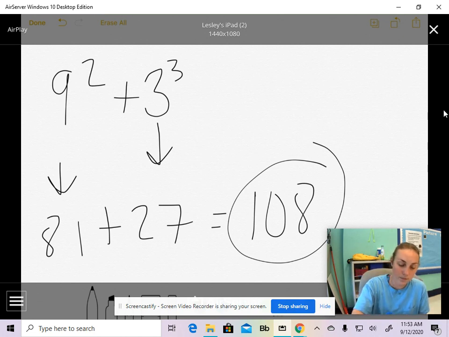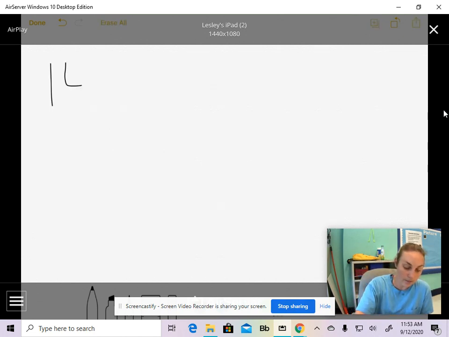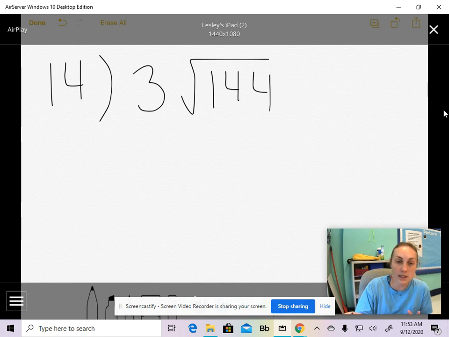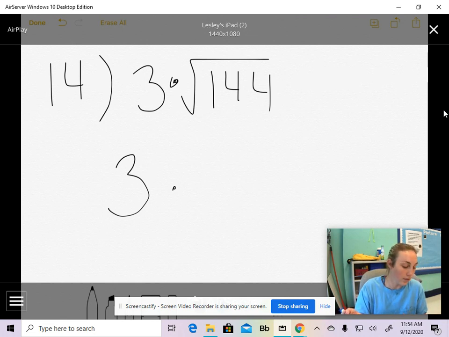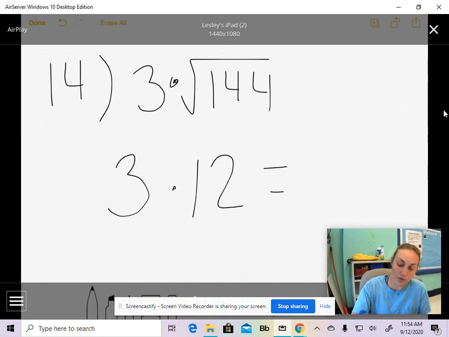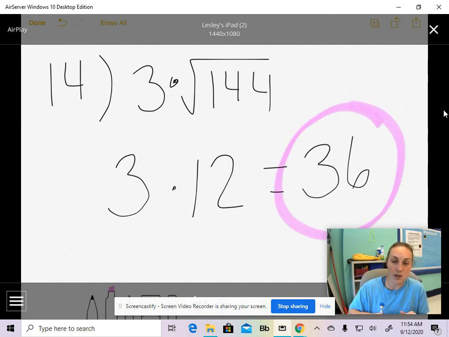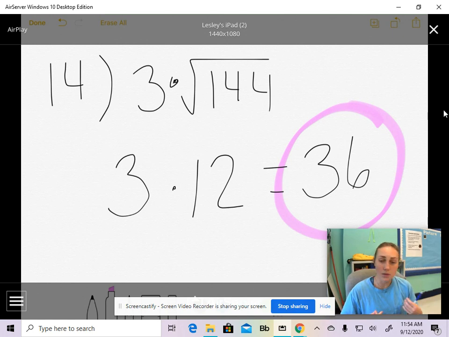Let's do one more. Number 14 is 3 and then square root of 144. This basically just means you're going to multiply this right here. So 3 times the square root of 144, which is actually 12, and then 3 times 12 is going to be 36. So guys, this worksheet is going to be no problem for you, but if you do have any questions, remember not to hesitate to contact me.